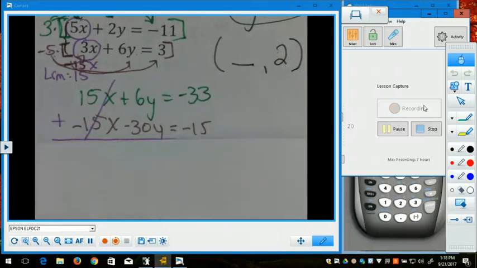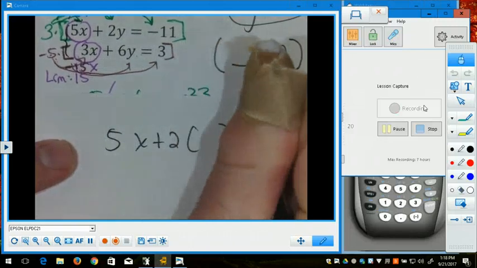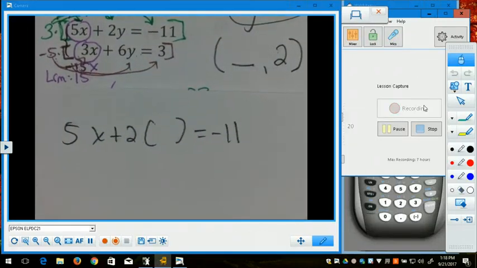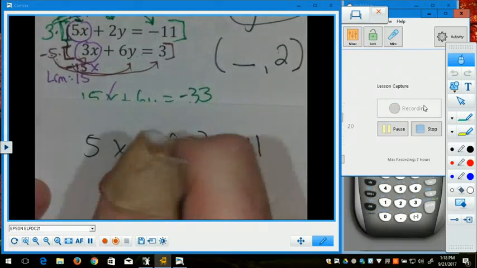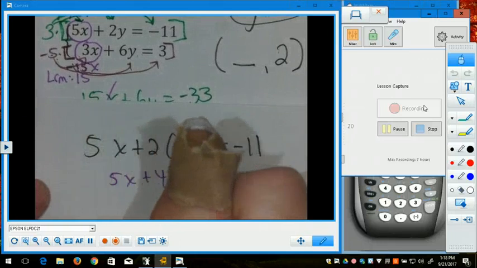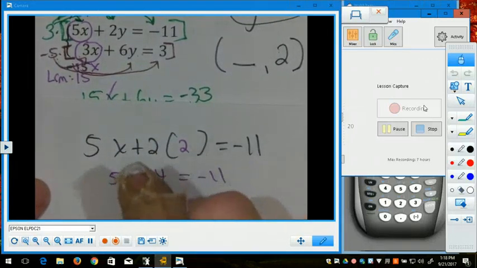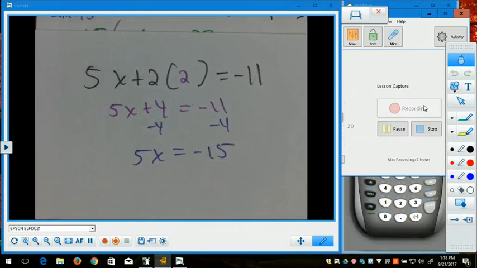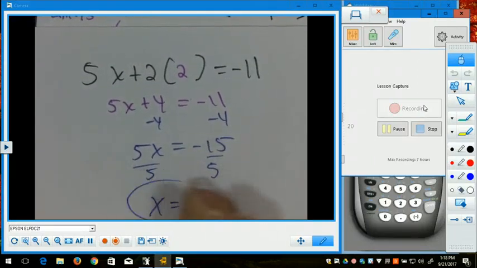My original equations were 5x plus 2y equals negative 11. And the other one I'll write in a second. So I'm going to put the 2 in here. That makes that 4. 5x plus 4 equals negative 11. I'm going to subtract 4 from both sides. 5x equals negative 15. Divide both sides by 5. I get x equals negative 3.